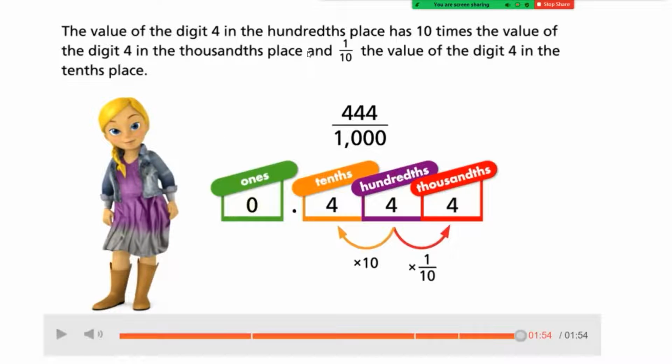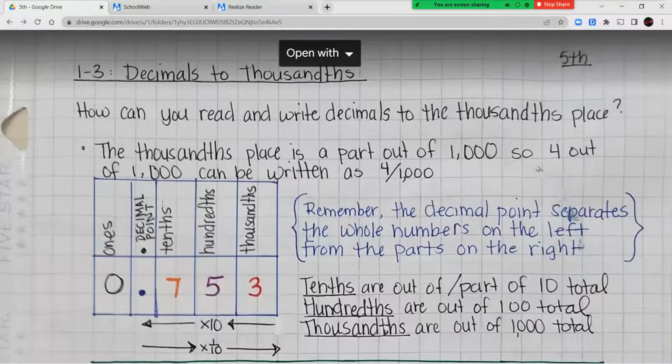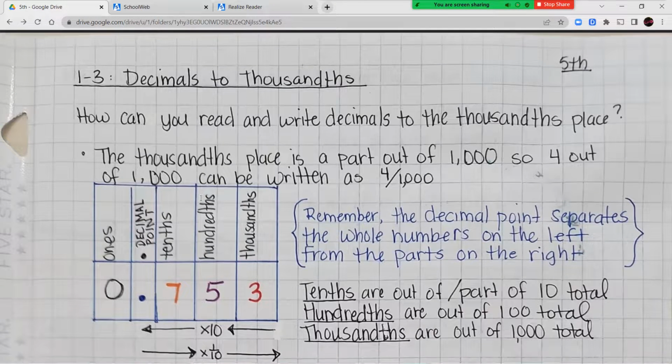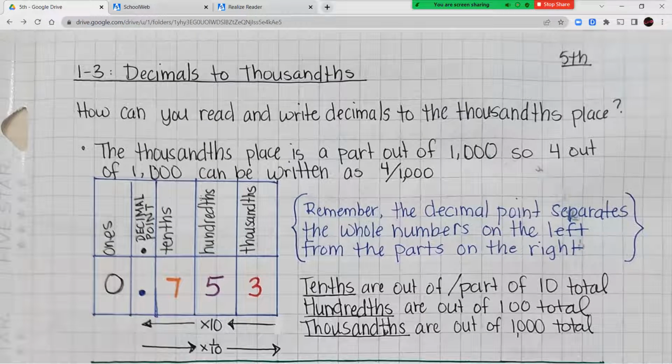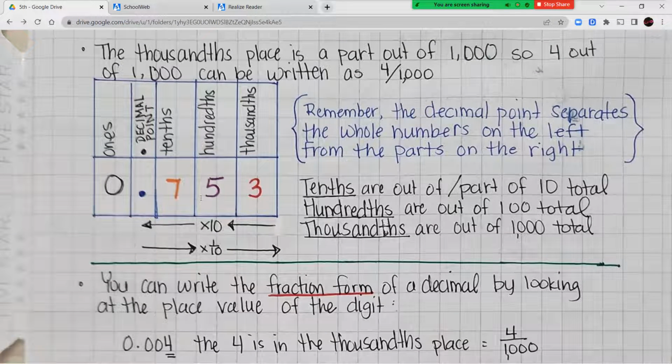Okay, let's take a look at our notes and our guided practice. Now, our focus question here is, how can you read and write decimals to the thousandths place? So the thousandths place is 1 part out of 1,000. So 4 out of 1,000 can be written as 4 over 1,000 or 0.004. So thousandths, remember, have 3 places, so we put it 3 spots after the decimal point.